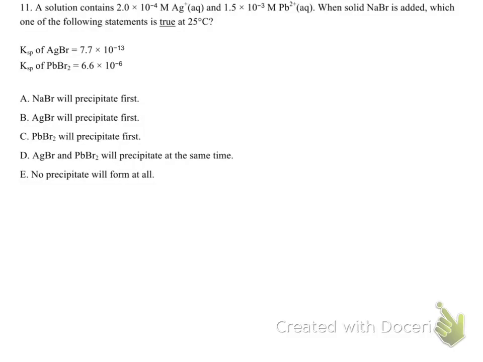In this problem, our goal is to figure out which of these sparingly soluble salts will precipitate out first. So in order to do that, we need to find the tipping point. The tipping point is where your solution is saturated. That is, the concentration of ions you have is equal to your Ksp. So all I'm going to do here is find out how much bromide would be necessary to reach saturation.